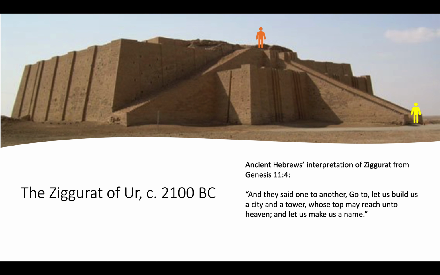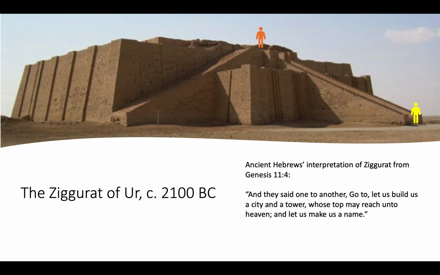I'll go ahead and read it. "And they said to one another, 'Go to, let us build us a city and a tower, whose top may reach unto heaven, and let us make us a name.'" So this quote is interesting. It's from the Bible, but it's quoting the Hebrews' idea of the Babylonians. The Babylonians are the ones who say to one another, "Hey, let's build us a city and a tower whose top may reach unto heaven. Let us make us a name."